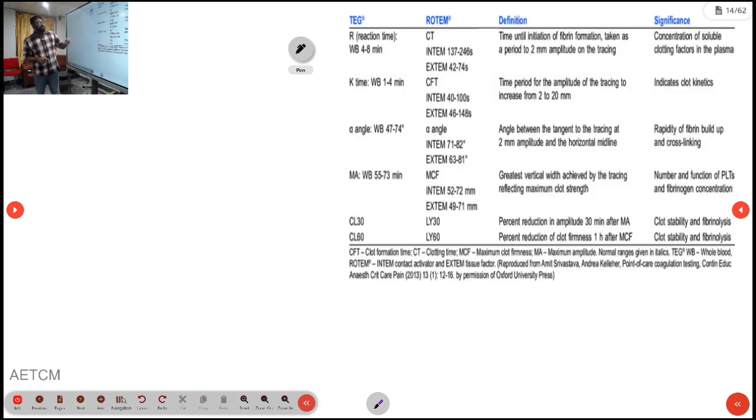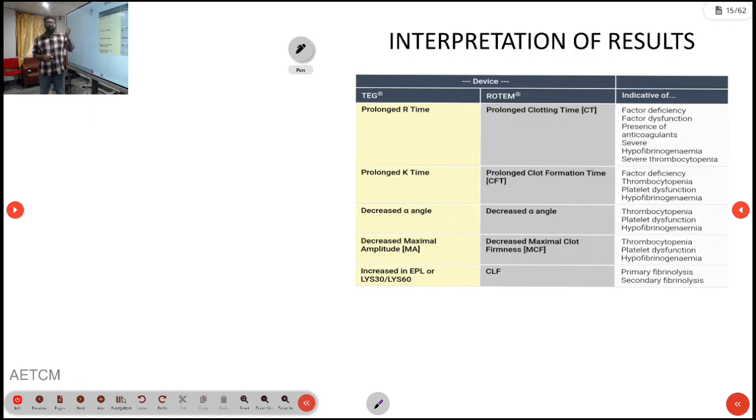So again, the interpretation of the results. As we have already discussed before, in prolonged R time there will be prolonged clotting time. That usually indicates the presence of a factor deficiency, factor dysfunction, or the presence of anticoagulants, and severe hypofibrinogenemia and severe thrombocytopenia. In all these conditions, the R time can get prolonged. To prevent confusion, it's better you remember prolonged R time means factor deficiency.